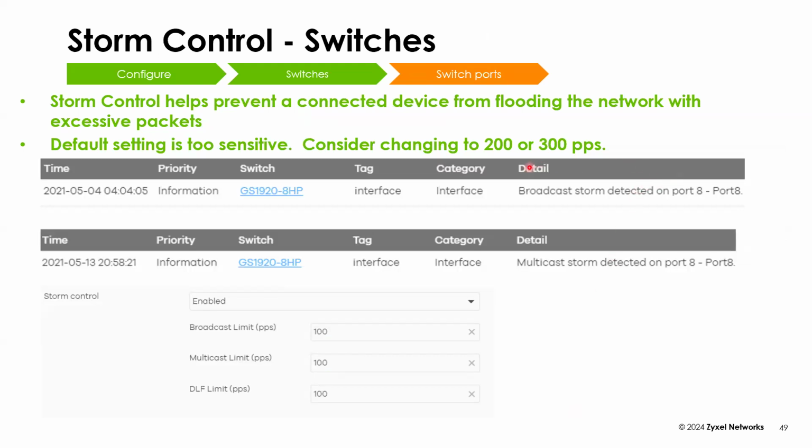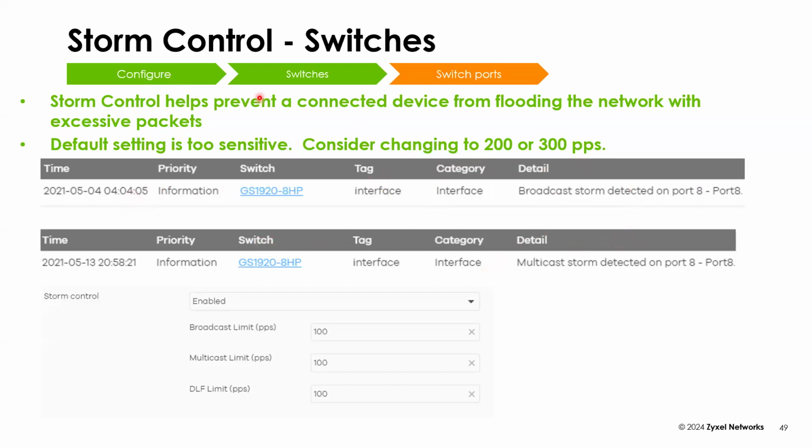So another thing that gets a lot of calls to our tech support is notifications in the log that a broadcast storm was detected. So the problem we have here per our tech support is that this default setting is too sensitive. It's generating a lot of logs that get people worried. So they call into support saying, hey, I keep seeing this in my log. What's going on?